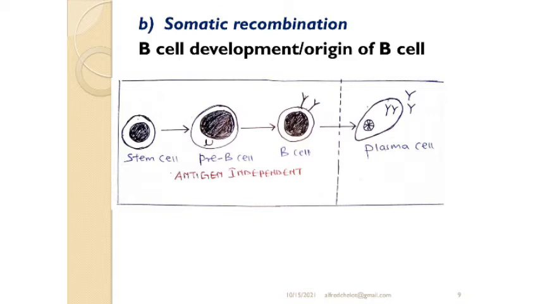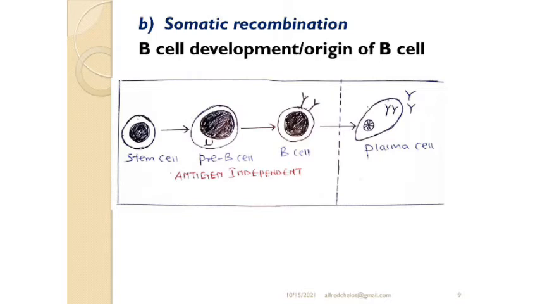You need to know that from the stem cell to B cell development, the process is antigen independent. So from the stem cell all the way up to the B cell, the process is antigen independent. Very important for you to know that. What happens next is that the activated B cells will differentiate into plasma cells, and we also know that plasma cells have the capability of secreting antibodies.